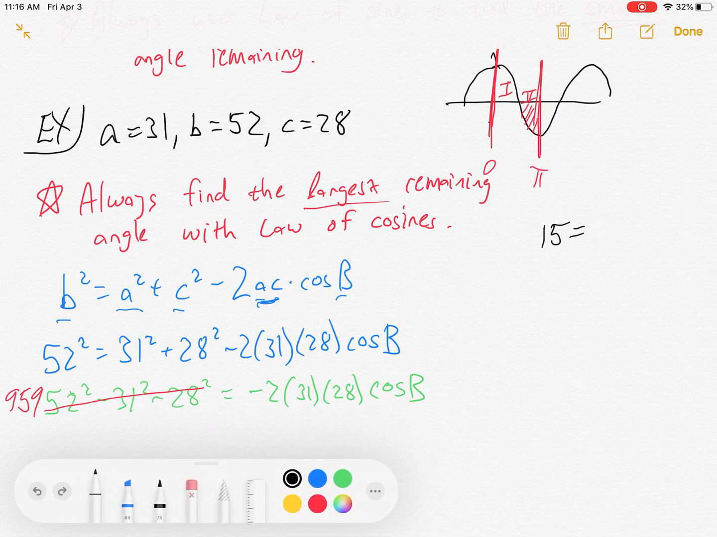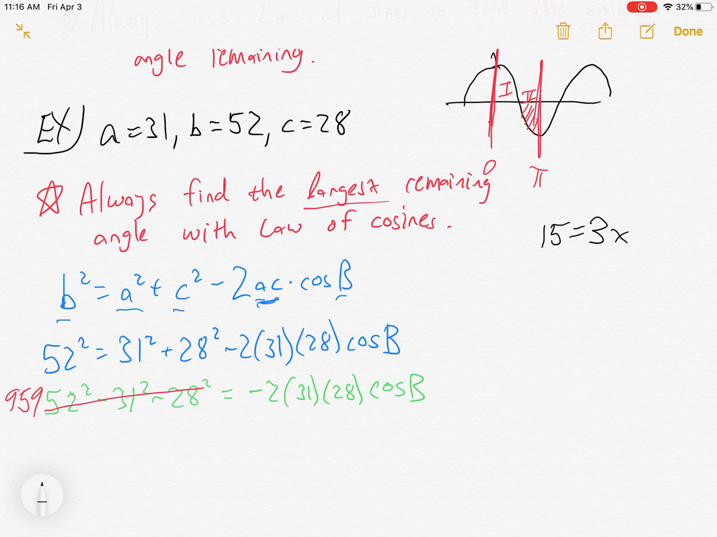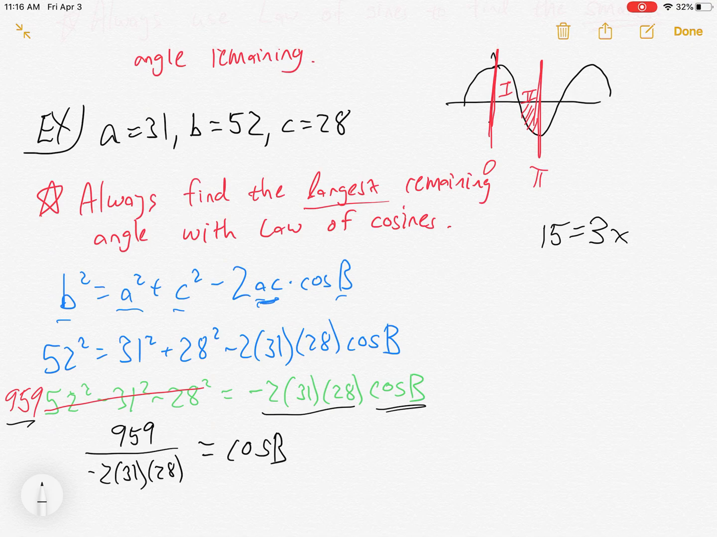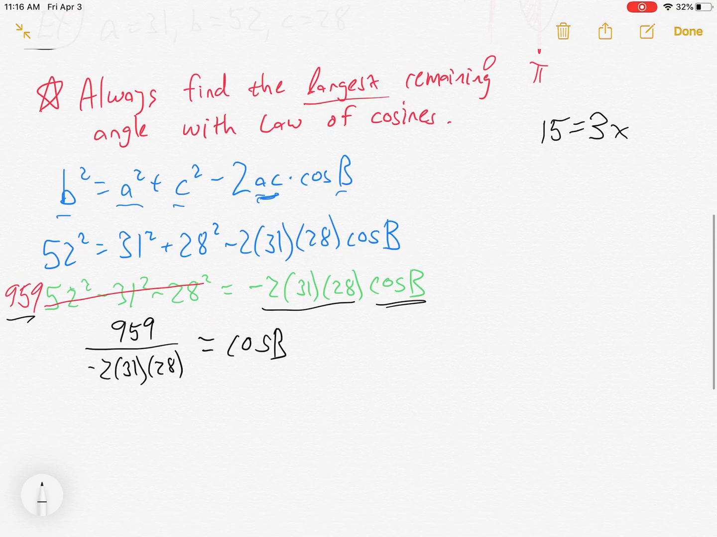3x. You have a number equaling something times the variable, right? I know it's got a cosine, but anyway, you divide by 3, right? So we will take this and do 959 over negative 2 times 31 times 28. That's going to equal cosine of B.